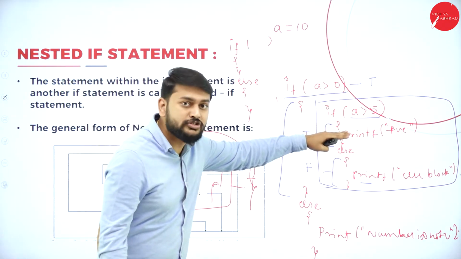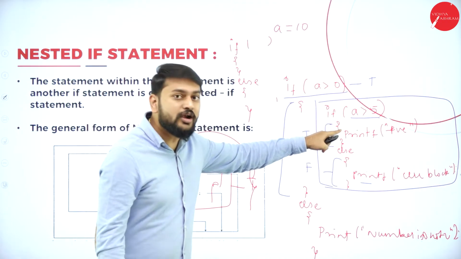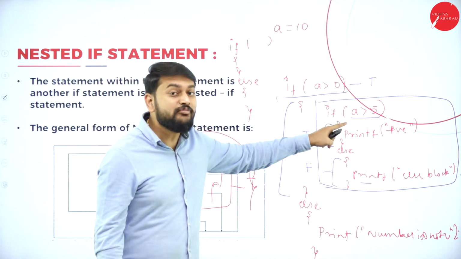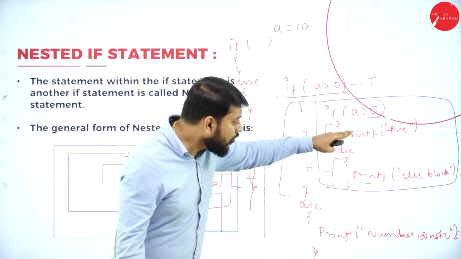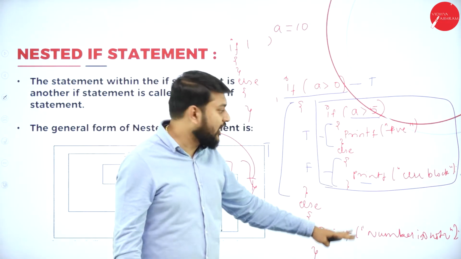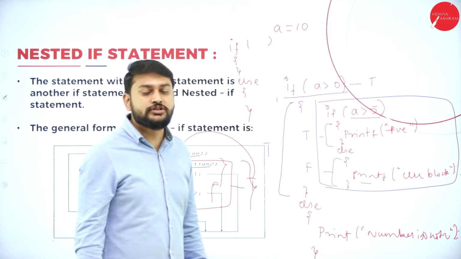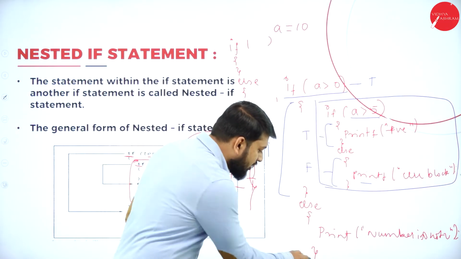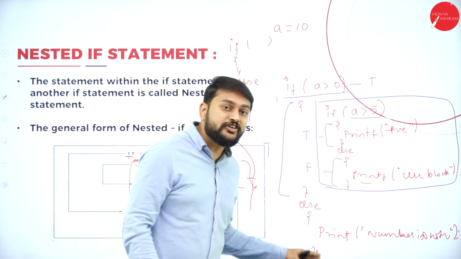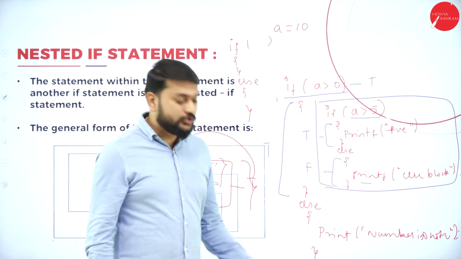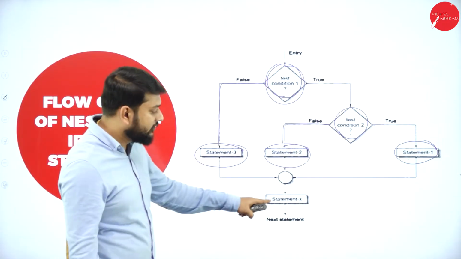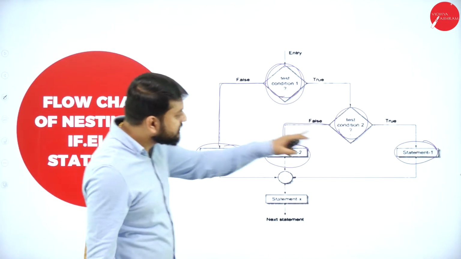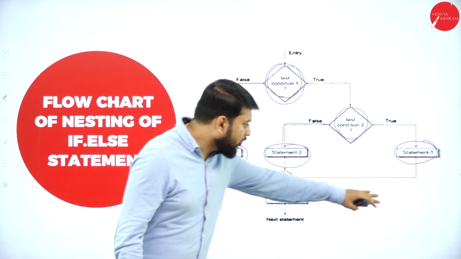So this condition will be executed. Once I'm done with this, I will come out of all the statements. I will not execute any of the statements. I will come out of all the statements. I will start executing the statement after this else block. So that is what the statement that they have given here. Once I execute this statement, I will come out of all the things.